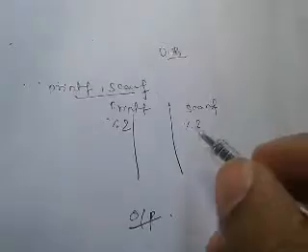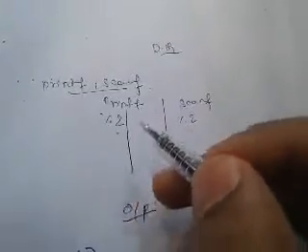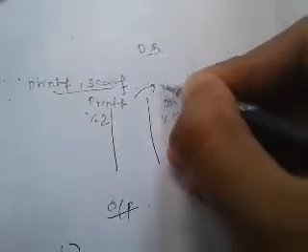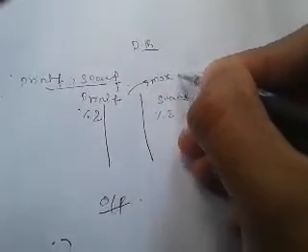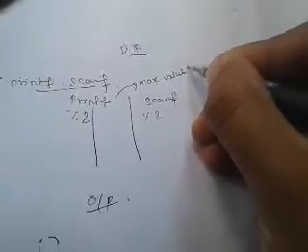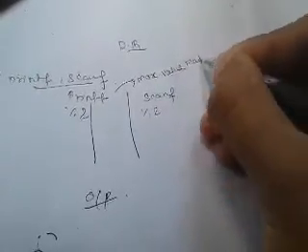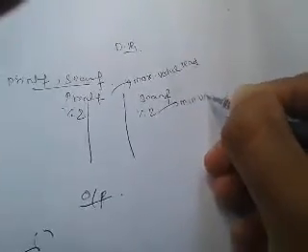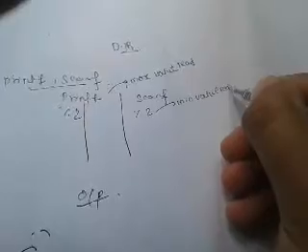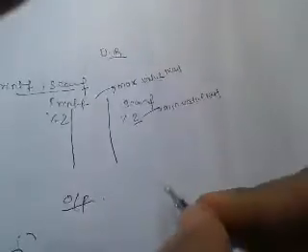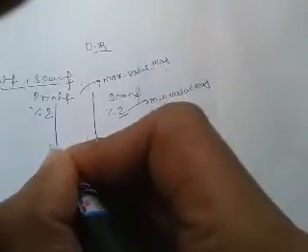Printf means it reads or prints with a maximum value, and scanf reads with a minimum value. What does this mean? This maximum value means it is the number.